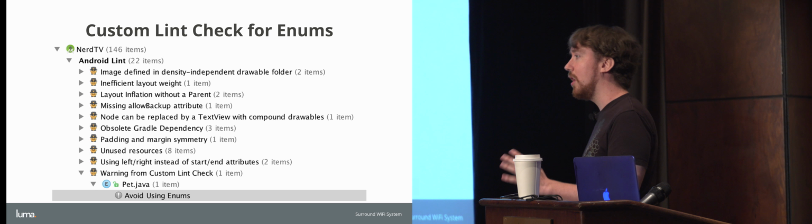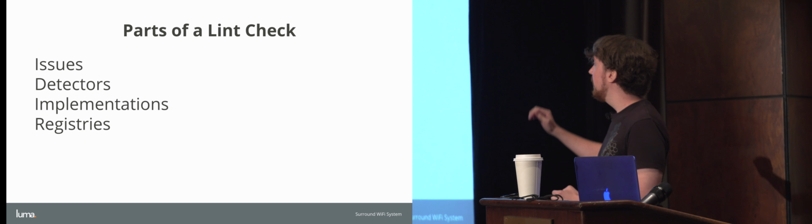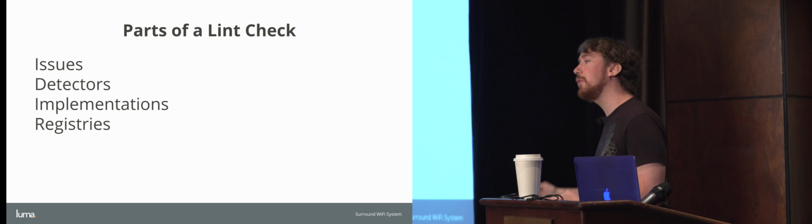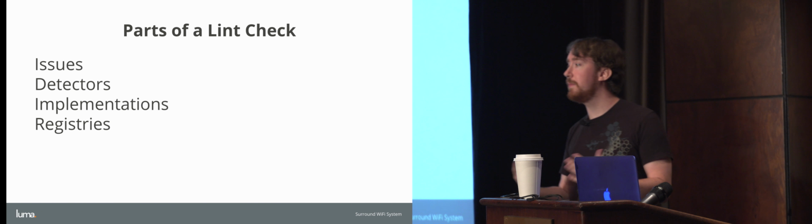The issue is what we're looking for. It's the problem to be solved. It's, hey, you forgot the content description. Or, hey, you have nested linear layouts with weights. It's what we're trying to solve. The detector is how you're solving it. It's the big piece of your lint check, and it's really where most of your core logic and programming will go into. The detector is your controller, and it's kind of your equivalent of an activity or fragment. It's what's doing the heavy lifting.